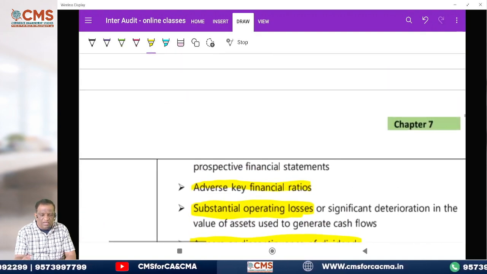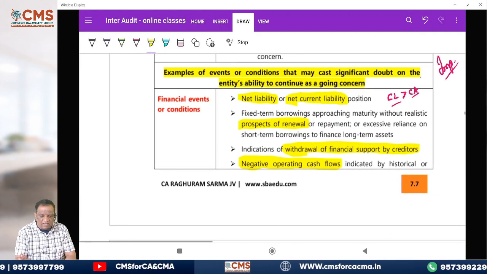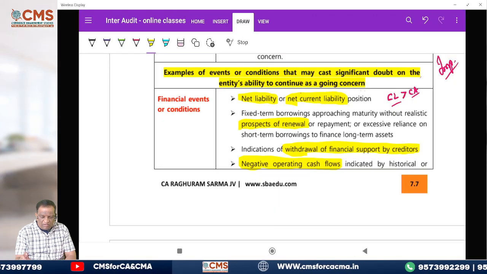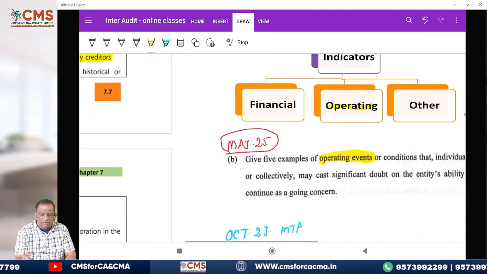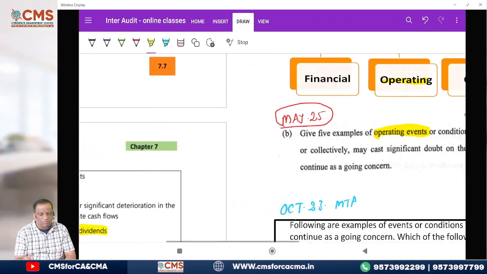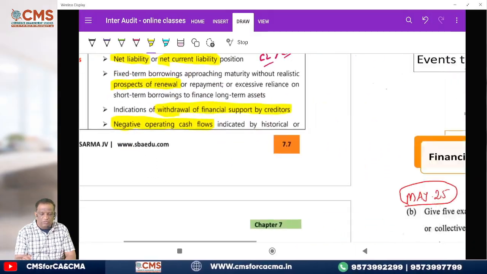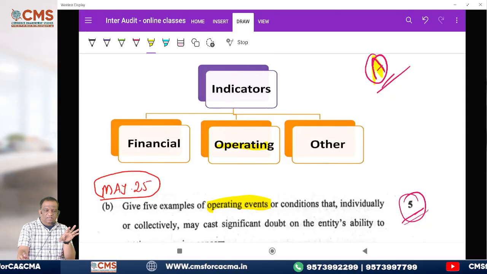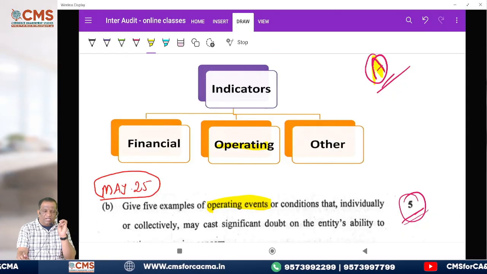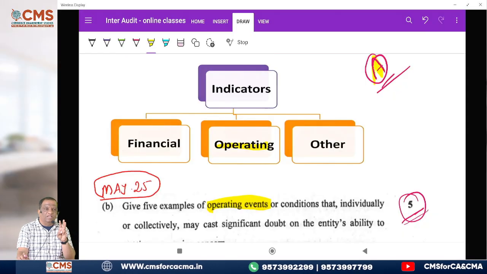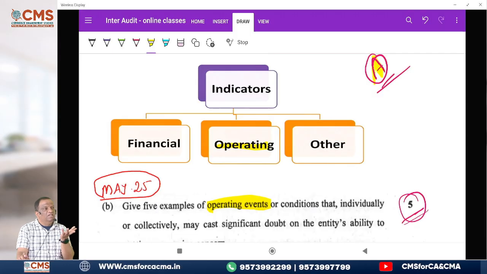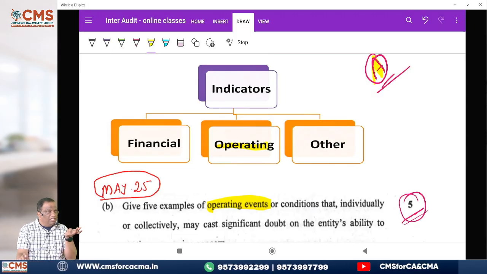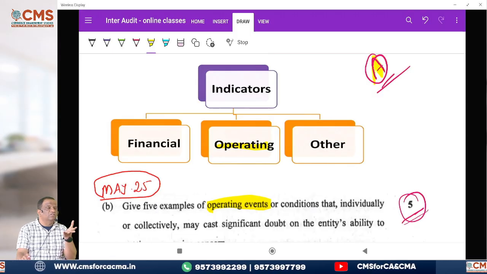So you can just read it, but you must read it because he is asking that as an example. In this case, May 25, he had asked about operating. Next time he could ask about these financial indicators. So to repeat it, now you tell me. When I say going concern, there are three indicators to identify it. What are the three indicators? Financial indicators, operating indicators, and other indicators. So these are the three ones.